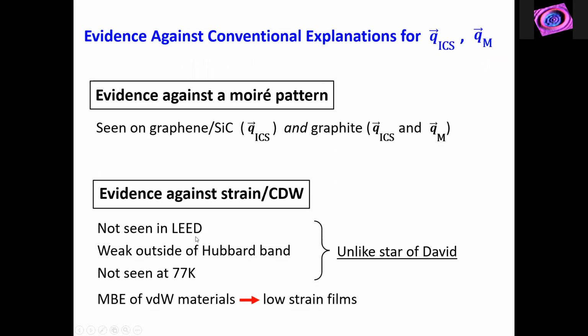For example, we do not see these long wavelength modulations in the lead, whereas we do see the Star of David in the lead. These long wavelength features are very weak outside of the Hubbard band, whereas the Star of David feature is very strong. If we warm the surface up to 77 K, these long wavelength features go away, even though the Star of David is still there. And we don't expect the strain to change significantly between 5 Kelvin and 77 Kelvin. Also, MBE of van der Waals materials is famous for creating very low strain films. We don't see any evidence of strain in these systems. So we think that these do not explain these long wavelength modulations.